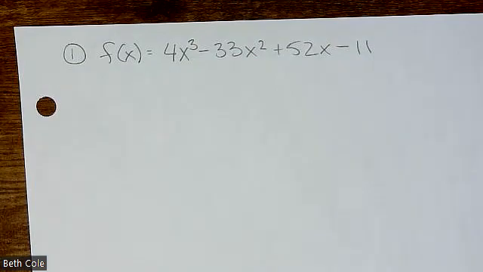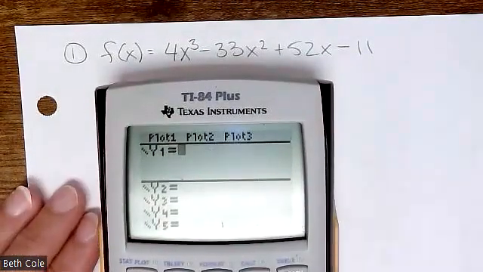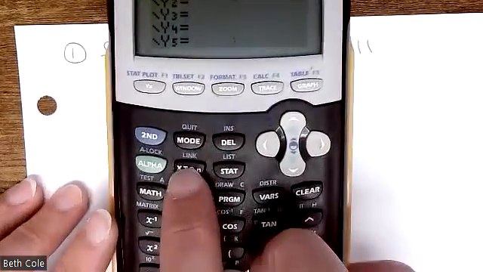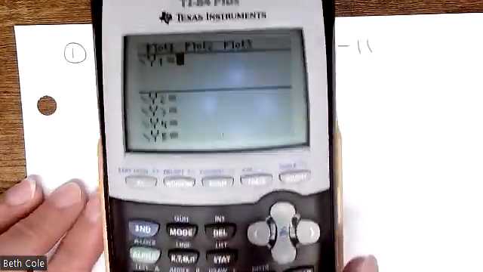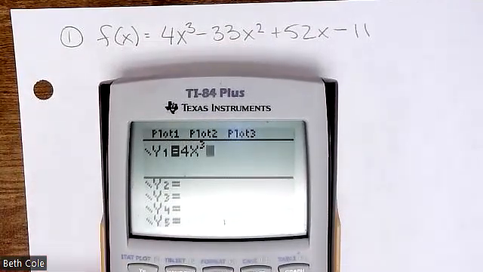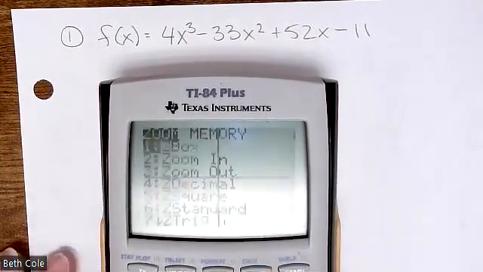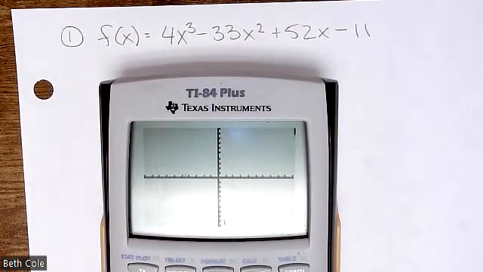But just to give you the directions, you're gonna go to y equals, clear out what's in there. And remember, this right here is your variable key, the X, T, theta, n. So you're gonna do 4x to the third minus 33x squared plus 52x minus 11, zoom 6. And again, I'm going to pause the recording here. We're just going to wait till everybody gets to this screen, okay?